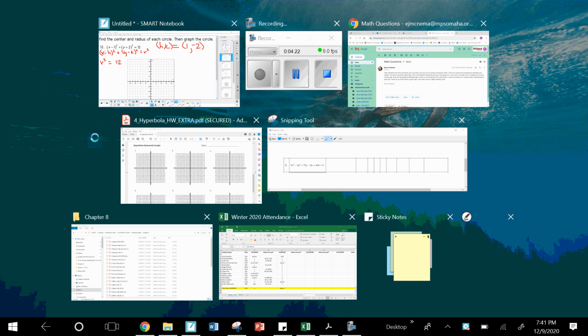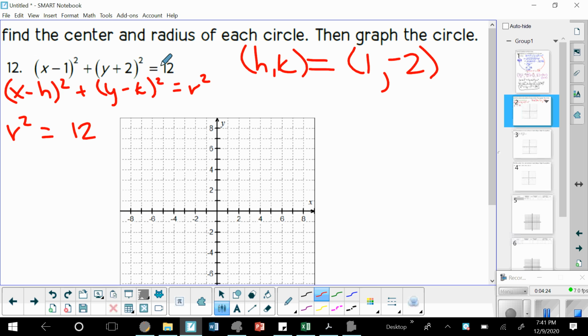So take the square root of both sides, and you're going to break that down. You get square root of 4, square root of 3.